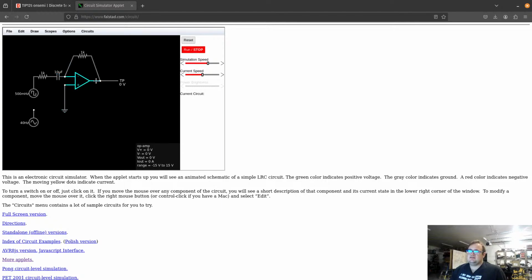Because this output here is going to try and make this 0. So we're applying it to the inverted input. So whatever we apply to the inverted input, it's going to do the opposite. So we're applying a square wave, and then this will slowly ramp down, I guess, in the negative direction. So let's just run that.